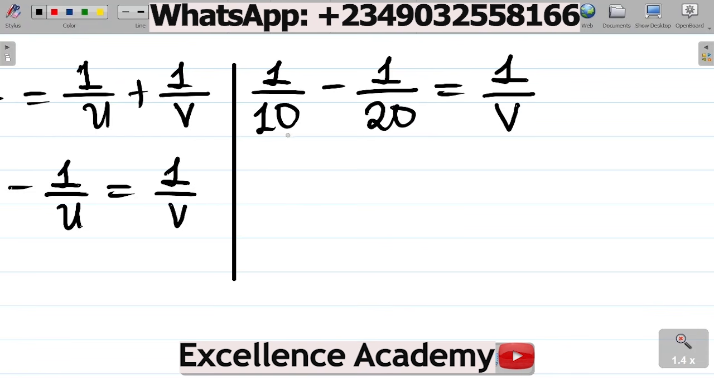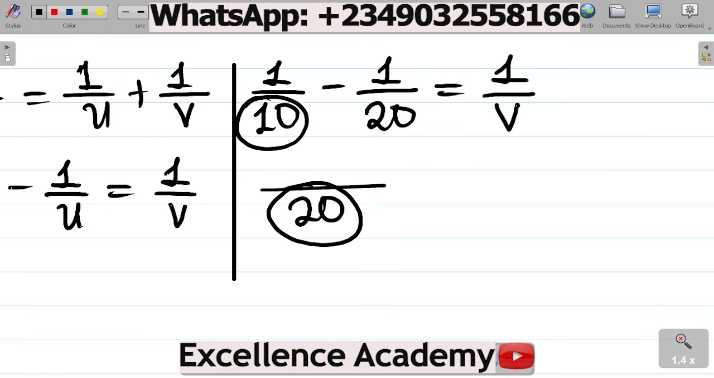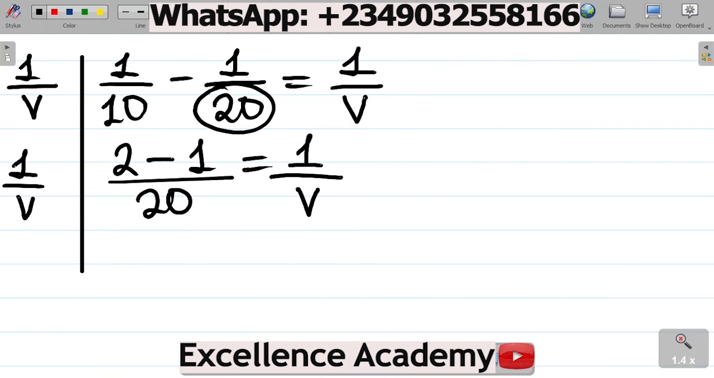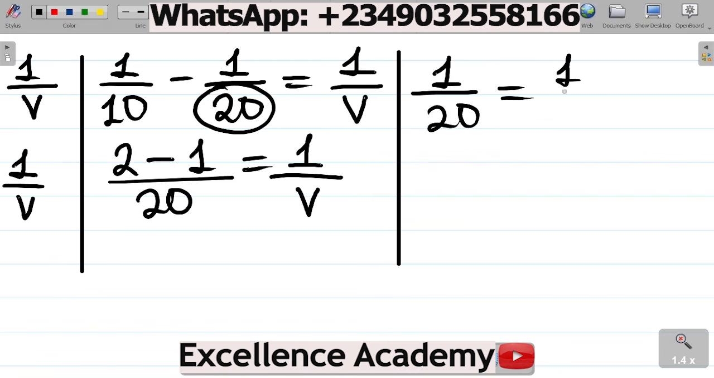Now let's work on this here. If I subtract 1 over 20 from 1 over 10, first things first, let's take LCM. For 20 and 10, the LCM there is 20. 20 divided by 10 gives you 2. 2 times numerator 1 gives you 2. That becomes 2 minus 20 divided by 20 gives you 1. 1 times numerator, that's 1 times 1 gives you 1. And that's equal to 1 over v. Working on this, what we have here becomes 2 minus 1, numerator gives you 1 over 20. So 1 over 20 is equal to 1 over v.